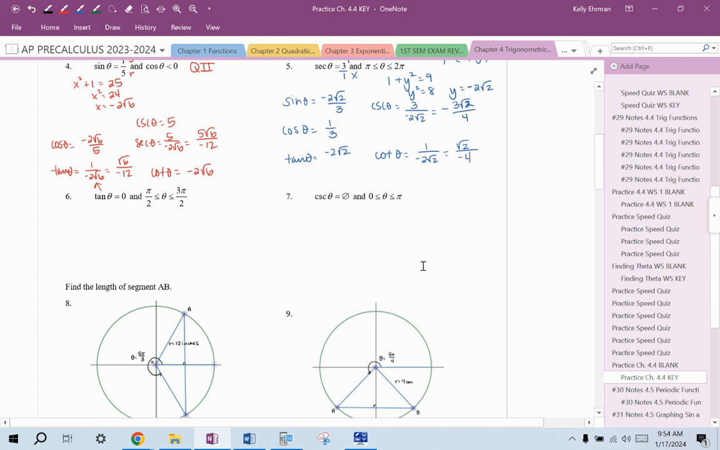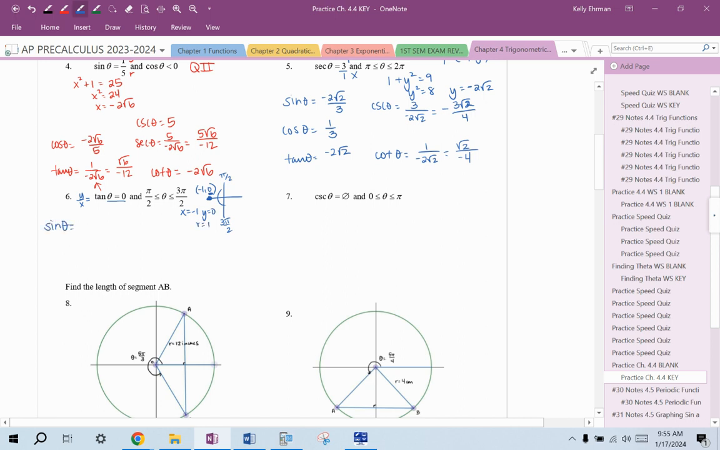Tangent of theta equals 0, and theta is between pi over 2 and 3 pi over 2. So that locks us into either quadrant 2 or 3, and tangent's equal to 0, so we're actually not in a quadrant. We've got to be right here. Tangent is y over x, so tangent is 0 when the y coordinate's 0, so we're actually using this coordinate where x is negative 1, y is 0, r is 1.